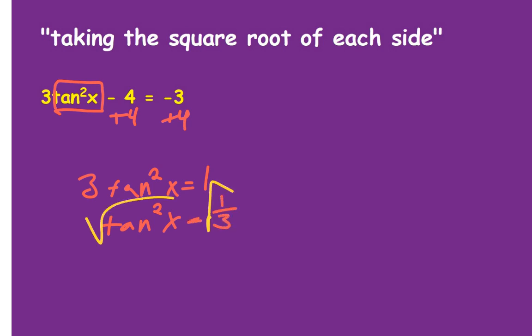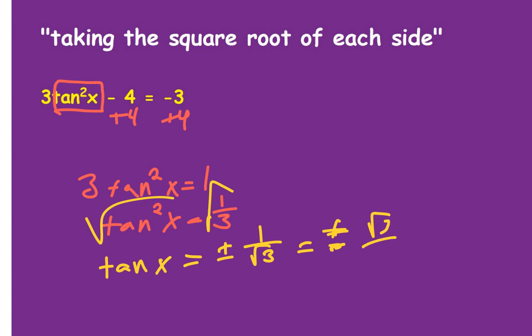Now be careful when you take the square root. The square root sign wasn't on there to begin with, so that means we have to put a plus or minus. So square root of 1 is 1, and that's over the square root of 3. Don't like that. Plus or minus, that's a plus or minus, square root of 3 over 3.